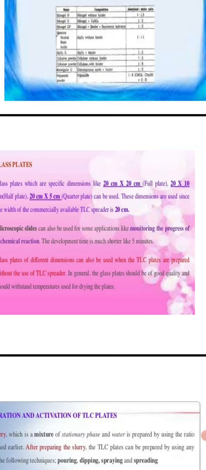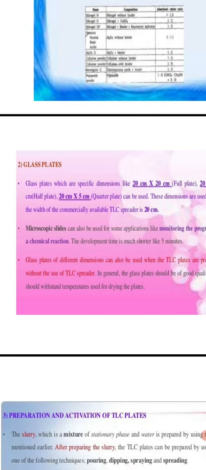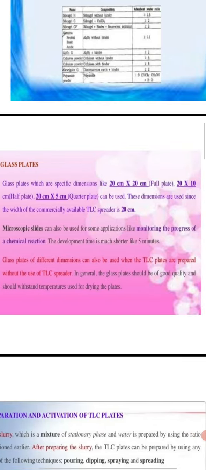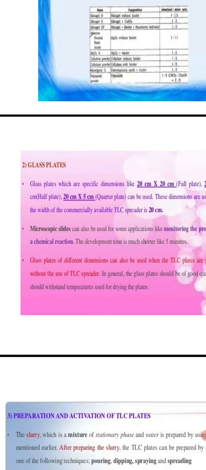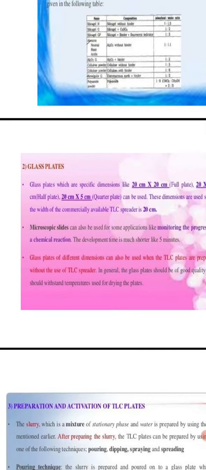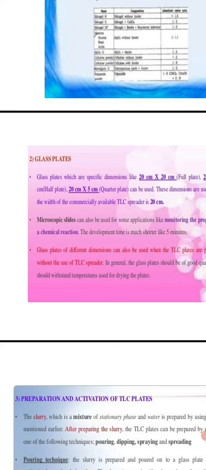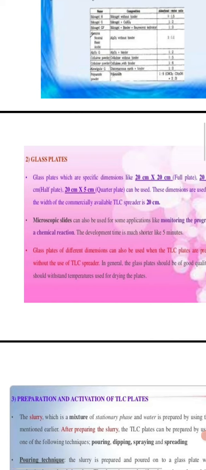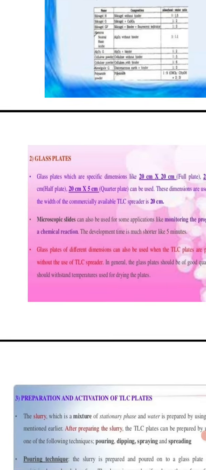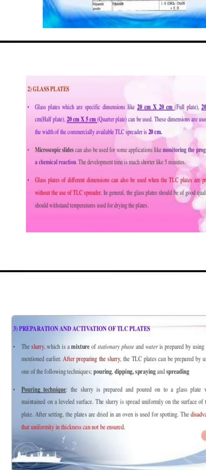So these dimensions are used since the width of the commercially available TLC spreader is 20 centimeter. The microscopic slides can also be used for some applications like monitoring the progress of the chemical reactions. The development time is much shorter, like the 5 minutes. Then next point is the glass plate of the different dimension can also be used when the TLC plate are prepared without the use of the TLC spreader. In general, glass plates should be of good quality and should withstand temperature used for drying the plates. These are the key points related to the glass plates.